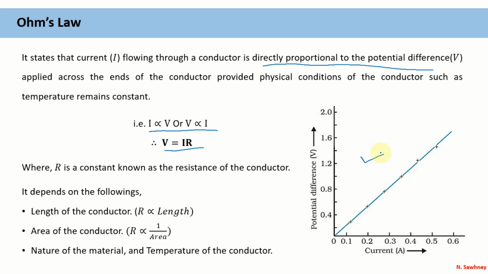There are various factors on which this resistance depends. One is that the resistance is directly proportional to the length of the conductor, then the area of the conductor, the nature of the material, and the temperature of the conductor.